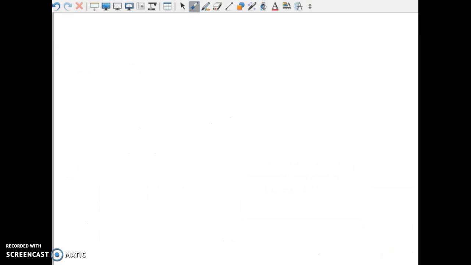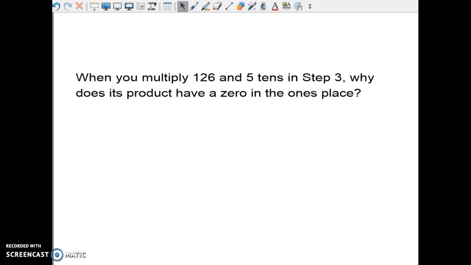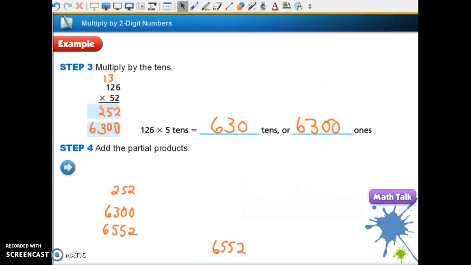All right, let's look at the little question at the bottom. Okay, so let's go back and look at step 3, which is right here, 5 times this 0 right here is what they're talking about. Why do we put a 0 there? Emma? Because you are going to the tens place. Right, we're multiplying in the tens place, so we're not necessarily going to have any ones.